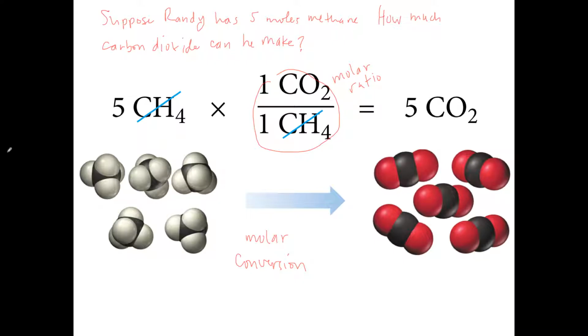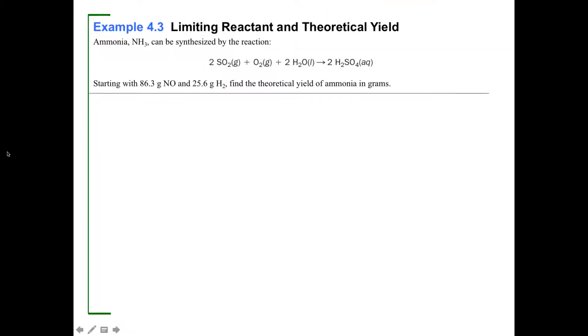All right, I think it's time to do a problem. Let's go to the first limiting reactant and theoretical yield problem. So ammonia can be synthesized according to this reaction. Whoa, that's not ammonia. I'm not sure, I got this from the text. So let me say what reaction should have been here.